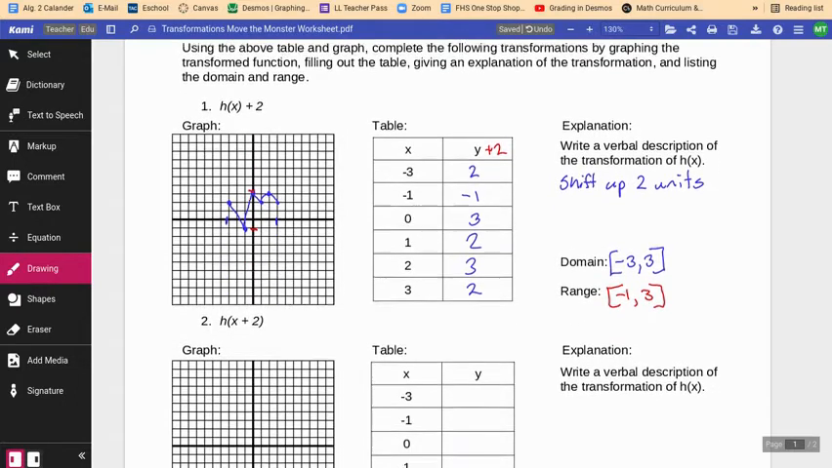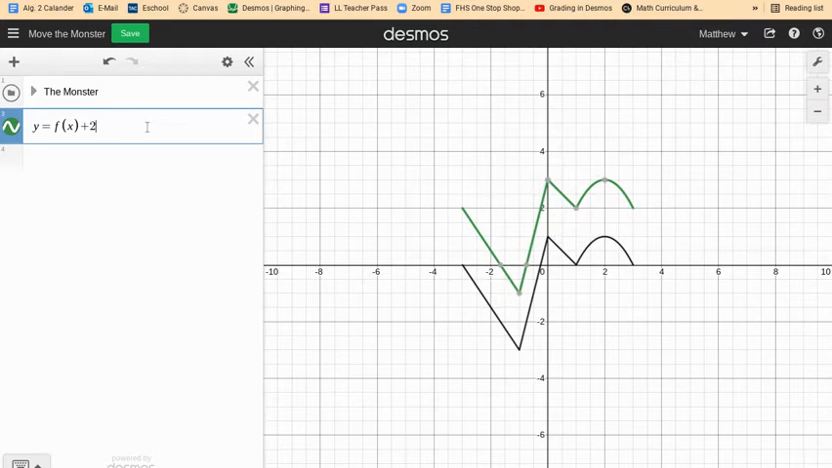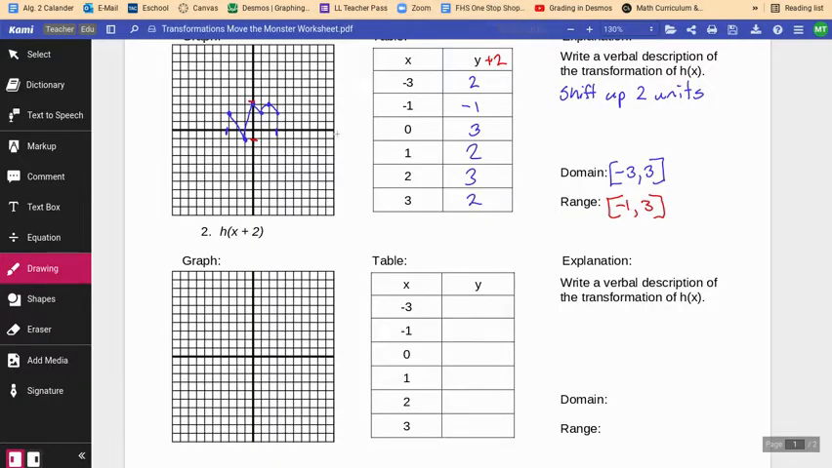Okay. This time I'm going to move the 2. So I'm going to add 2 inside the parentheses. Okay, so I come back over here. Let's delete that 2, and let's go inside the parentheses and add 2. And so now we can see from the black graph to the green, it shifted to the left 2. Okay, so it went actually to the left.